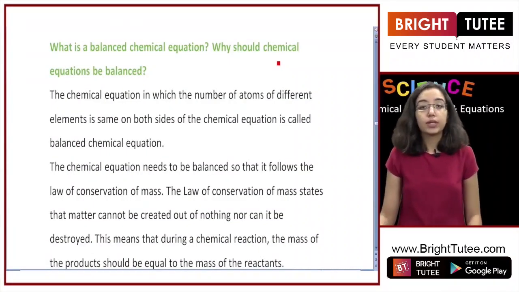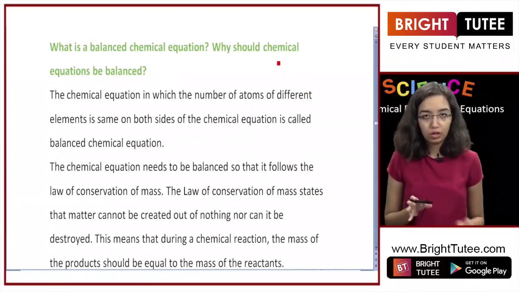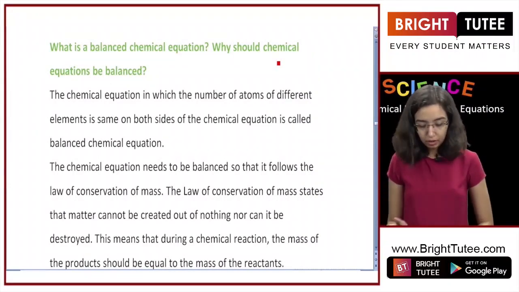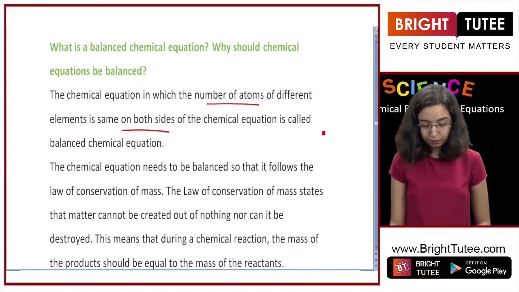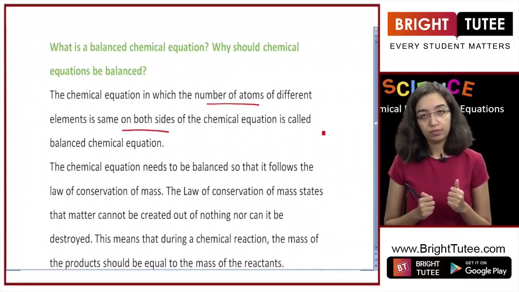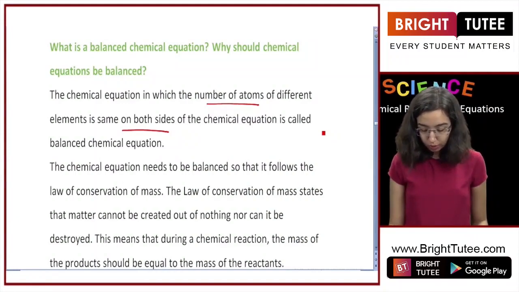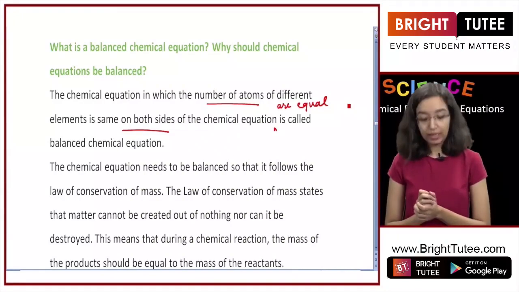The next question is, what is a balanced equation and why do we need to balance the equations? This is a very important question, and it's a very fundamental concept that you need to understand. It's very simple. A chemical equation in which the number of atoms of different elements on both sides is equal is called a balanced chemical equation.